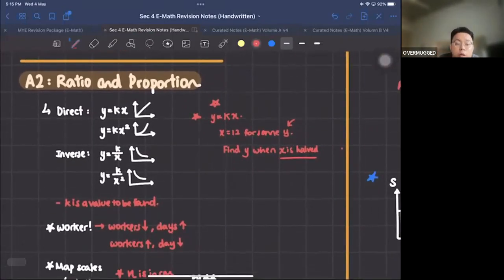So for this chapter, the important thing is actually the question type. I wouldn't say the concepts are very difficult. The questions are important. So let's start off first with the graphs.